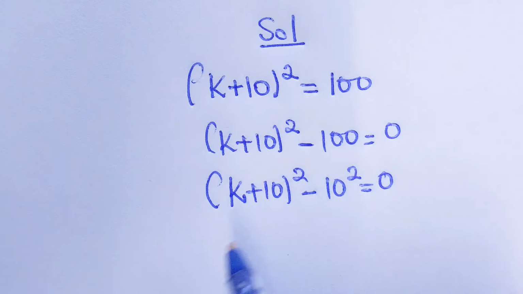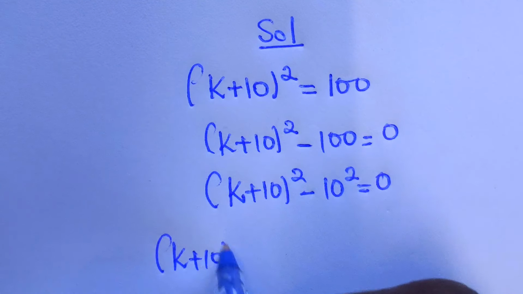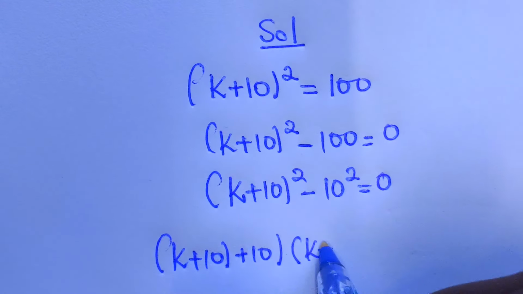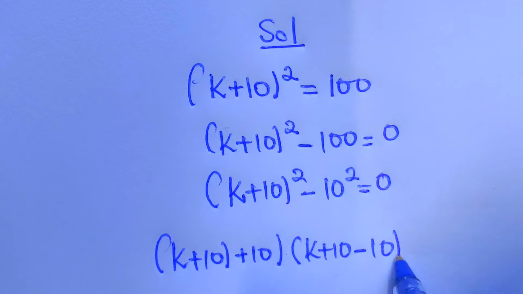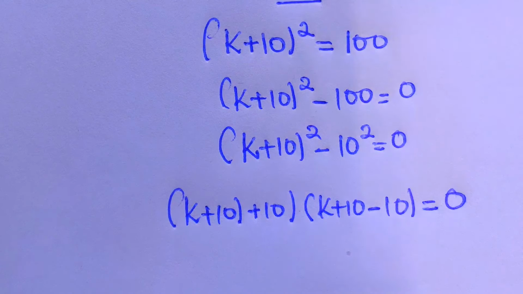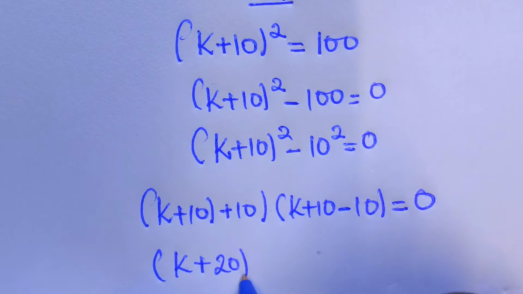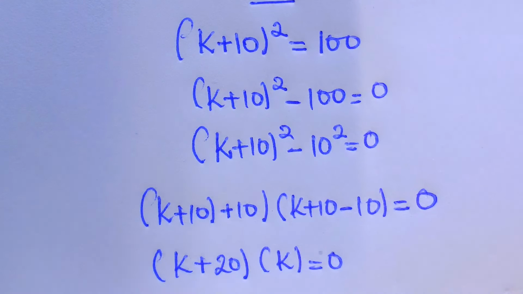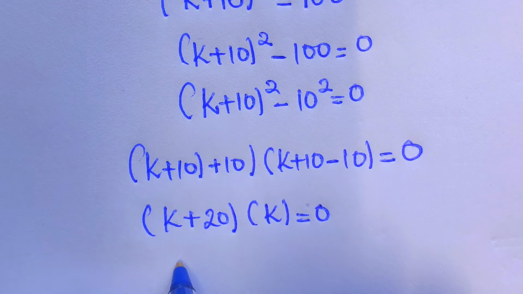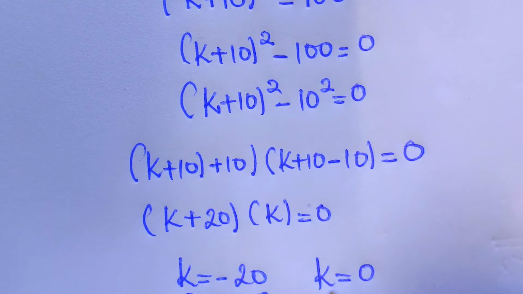Okay, so that we shall write here (k + 10 + 10)(k + 10 − 10) = 0. Okay, then what I'm going to do right here: (k + 20) = 0 and k = 0. Okay, then after right here we shall write that k = −20 and k = 0.